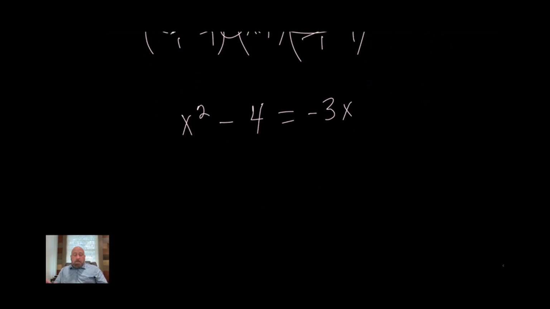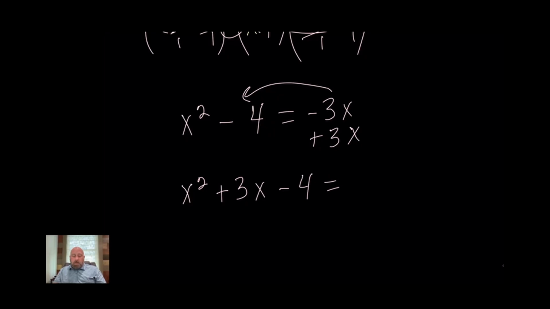And then this one's a little bit different. So we have the x squared. You might be like, I don't like x squared. I know, but we're stuck with it this time. So what we want to do is turn this into something that we can factor. So let's move the 3x over to this side, and we will get x squared plus 3x minus 4 equals 0. Now that we have this here, we can factor this.